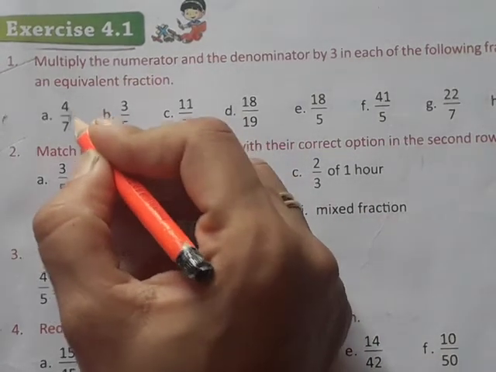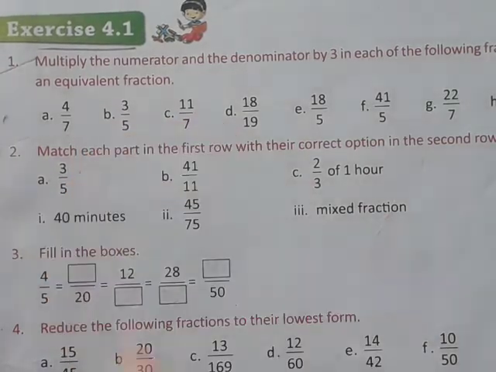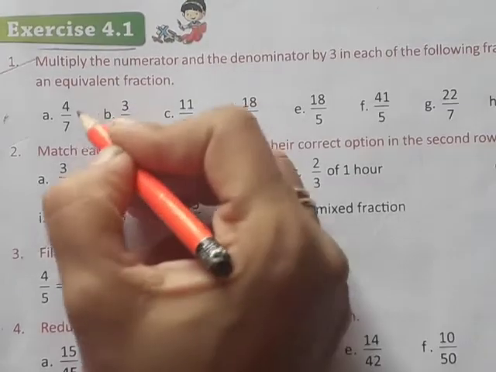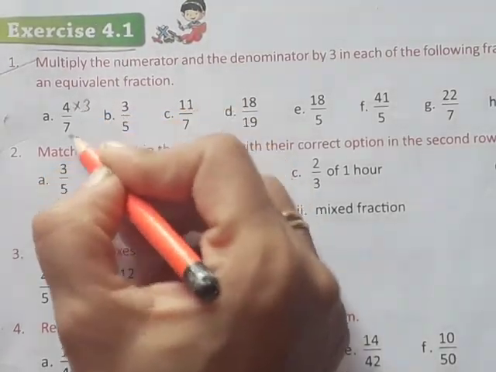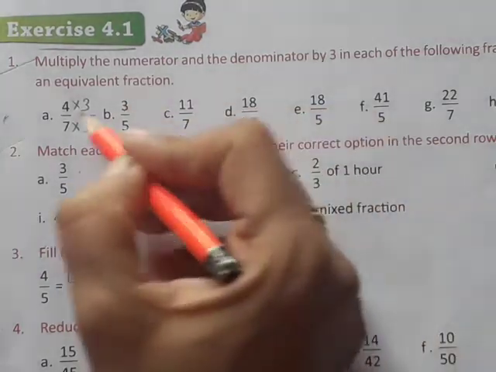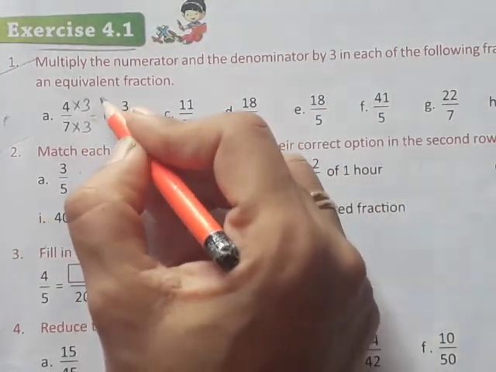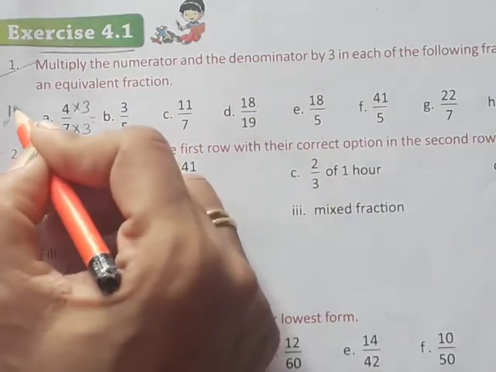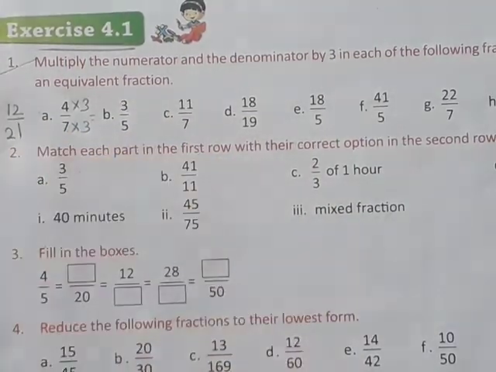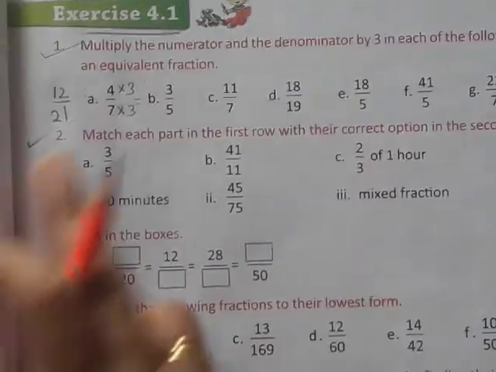Okay, so you have to write this number 4/7, then multiply both numerator and denominator by 3. So we get the equivalent fraction. 4 3s are 12. I write the answer here. 4 3s are 12 and 7 3s are 21. So we get the answer 12/21. Okay, see here on the board.